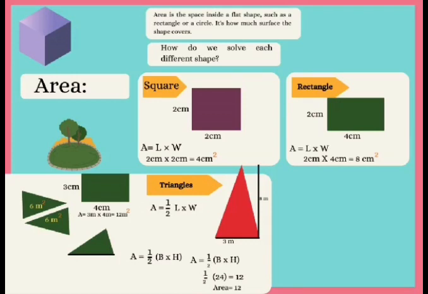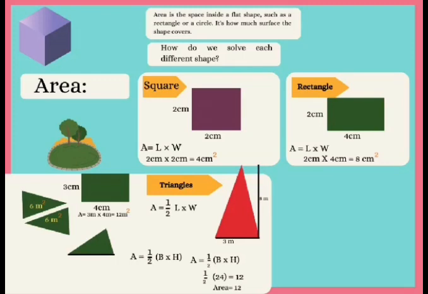That is why the formula of a triangle has 1/2. So instead of 1/2 length times width, it should be 1/2 B times H, which means base times height.